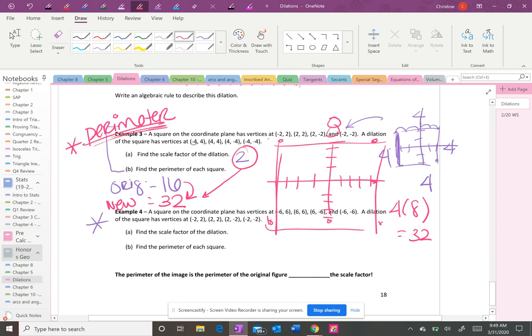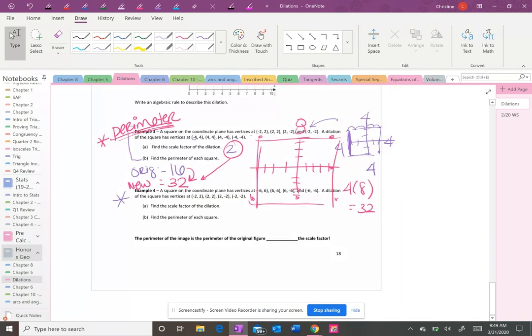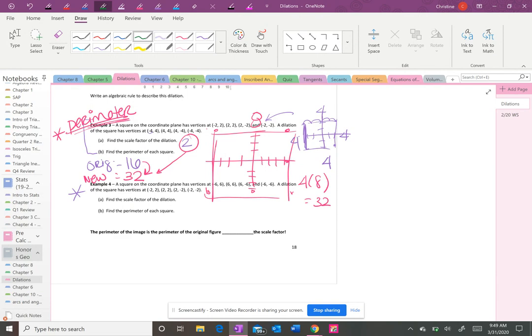Okay, the area does not get scaled by 2. Let me do that on the side real quick. So this would have an area of 16. This would have an area of 64. The scale factor in area, because it is in square units, is 4, because that is 2 squared.